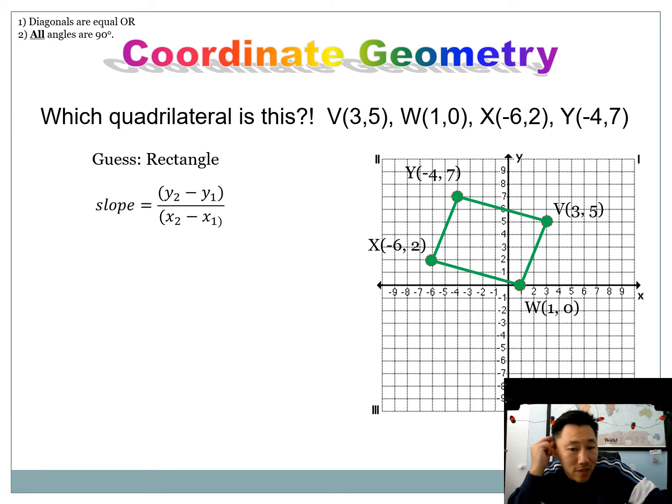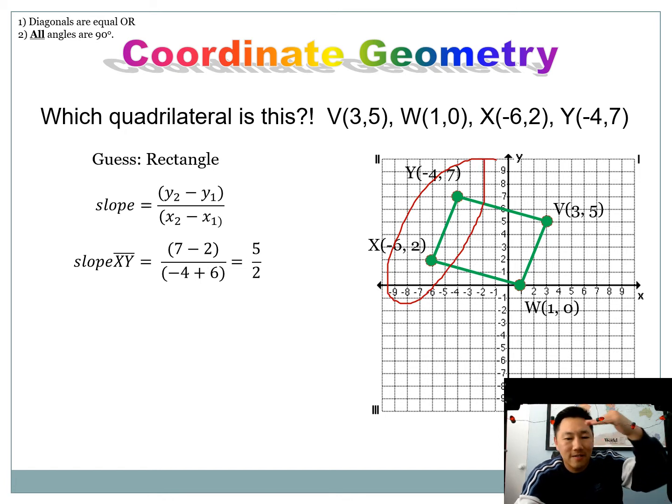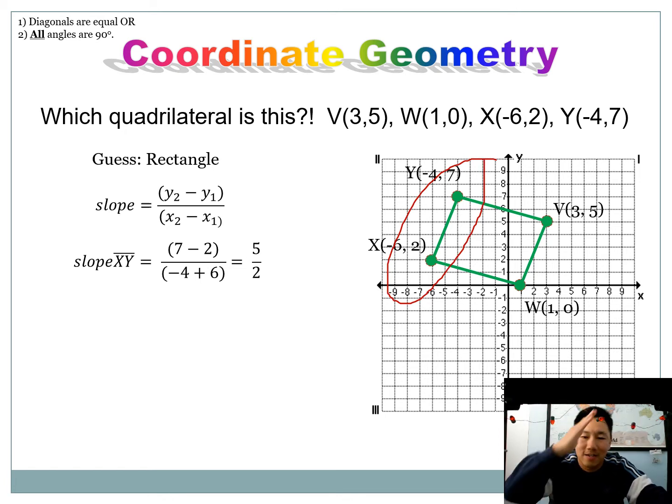There's the formula for the slope: y2 minus y1 over x2 minus x1. It's the change of the y over the change of the x's. Oh no, the parentheses is messed up on the bottom one. All right, so here's the slope of XY. The slope of XY is 5 over 2.